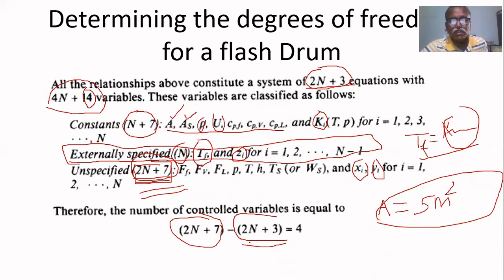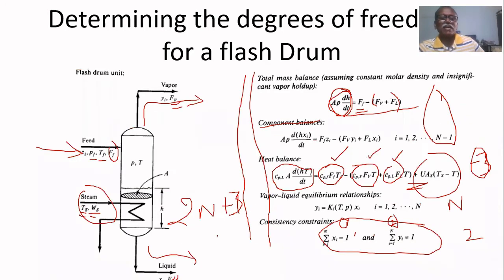Number of equations are 2n plus 3. If you subtract 2n plus 3 from 2n plus 7, you will get 4. So therefore, in this flash drum, you can implement a maximum of 4 loops. If you put the 5th loop, sometimes it may contradict some other controller. Already I told you an example.